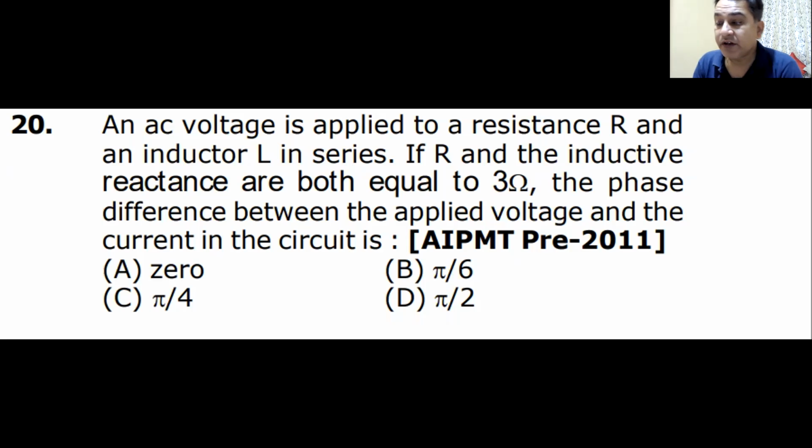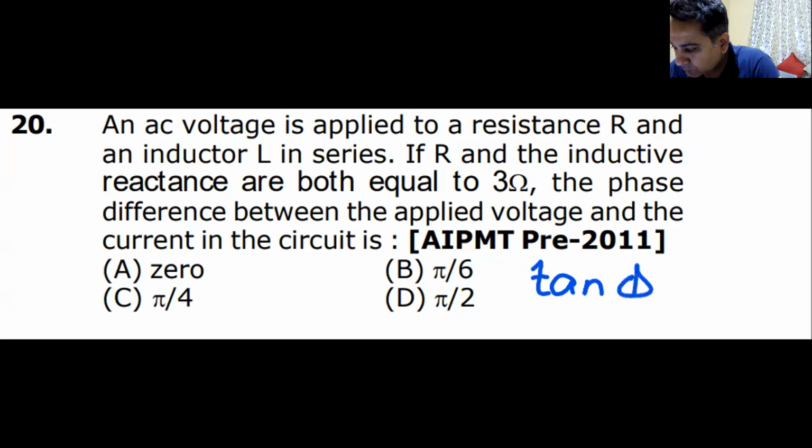What is the phase difference between voltage and current? This is the LR circuit. It has R and it has L. What will be the value of phi? You all know how to find the value of phi. Tan of phi is XL divided by R.